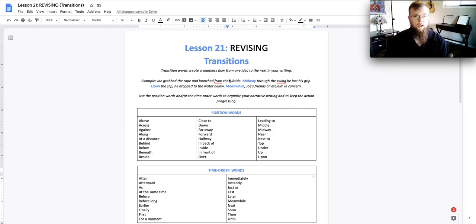He grabbed the rope and launched. Now I'm transitioning to halfway through the swing. And then upon the slip, right? So that is the transition word, position word of upon. So meaning at the position of slipping, he dropped to the water below.